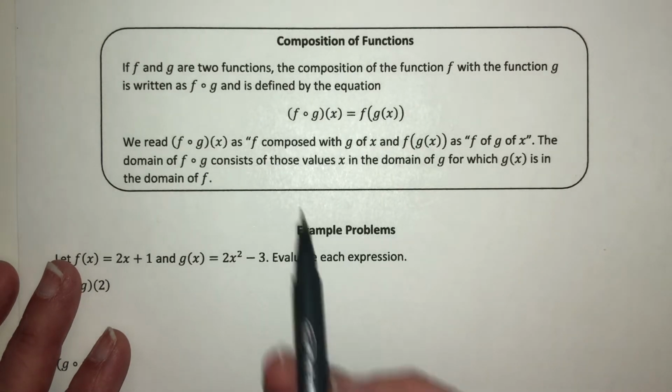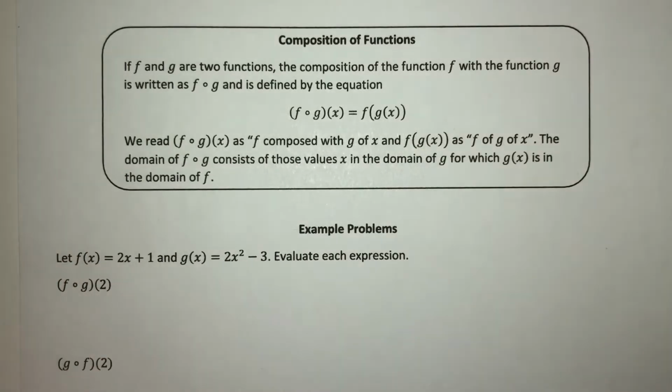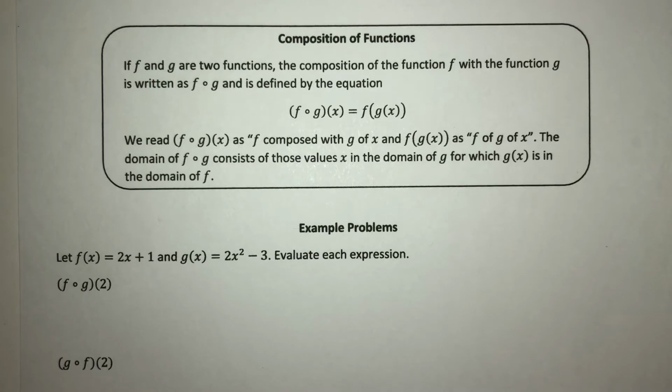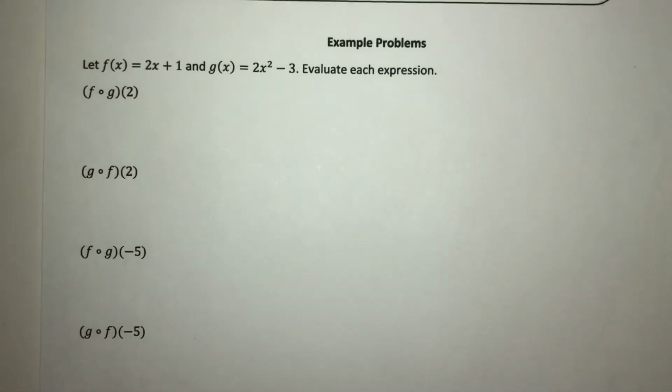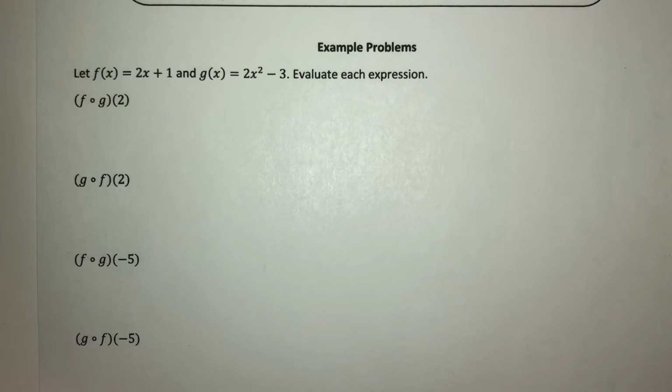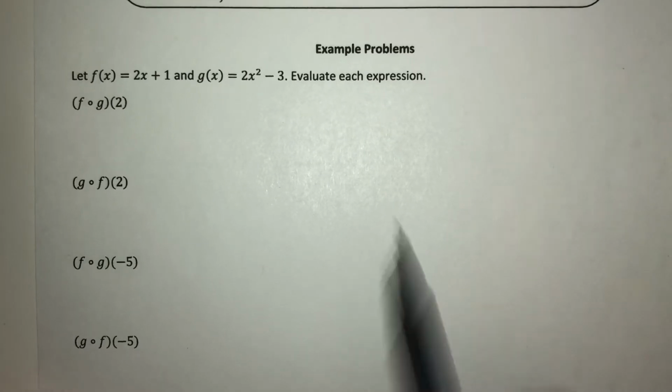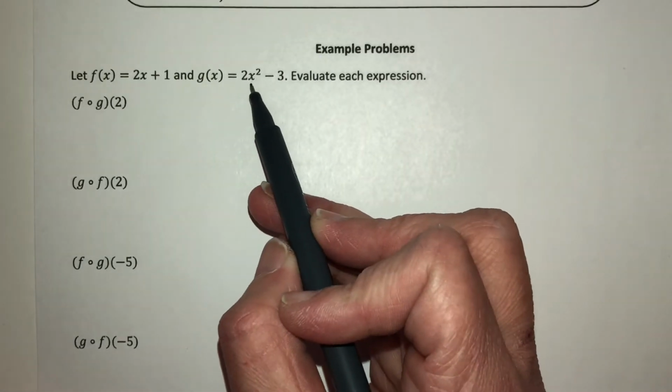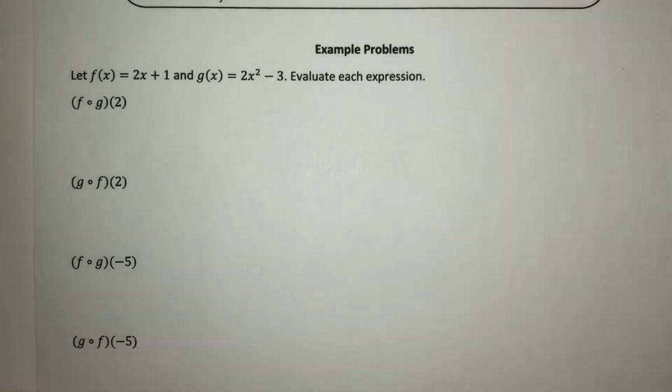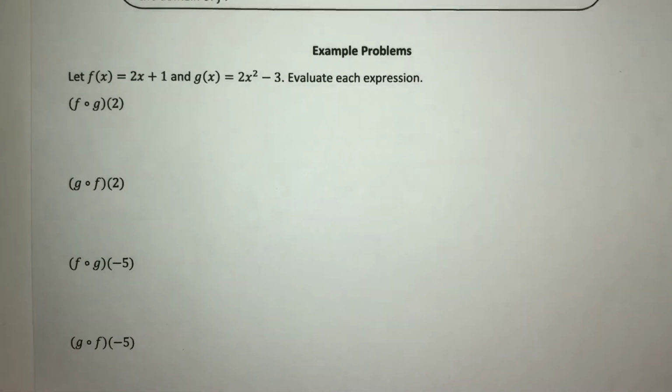Okay? Now we're going to be talking about domain as well here. And domain is a little bit trickier with composition than it is with combinations, but we're not quite there yet. So let's just talk about how these things very basically work, and then we'll come back and talk about the domain. So here we're given two functions. f of x is 2x plus 1, and g of x is 2x squared minus 3. And then we're supposed to find each of these.